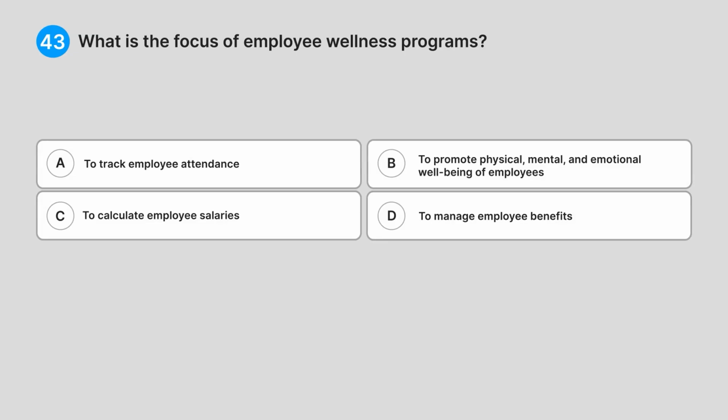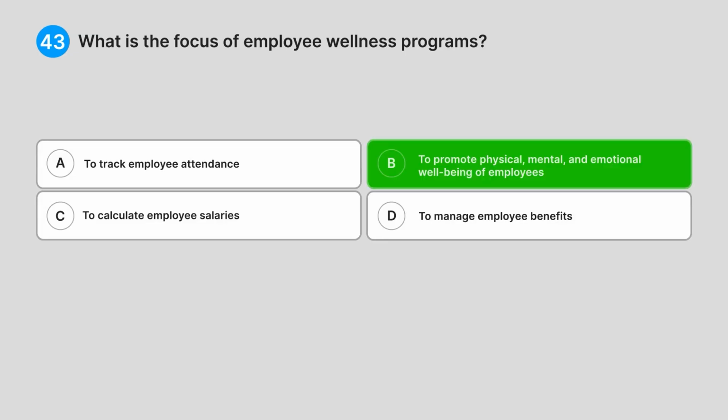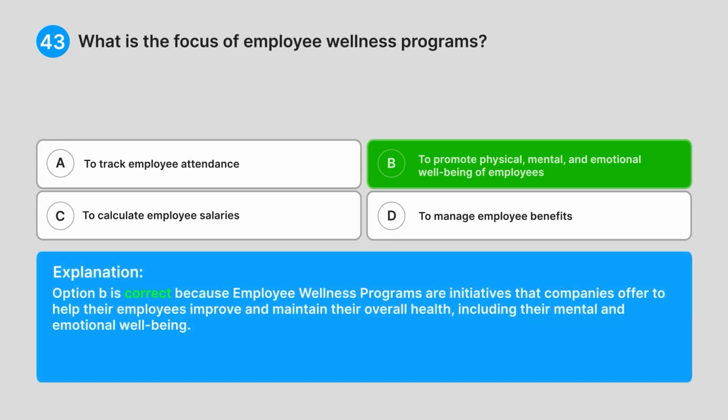Correct answer: B. To promote physical, mental, and emotional well-being of employees. Explanation: Option B is correct because employee wellness programs are initiatives that companies offer to help their employees improve and maintain their overall health, including their mental and emotional well-being.